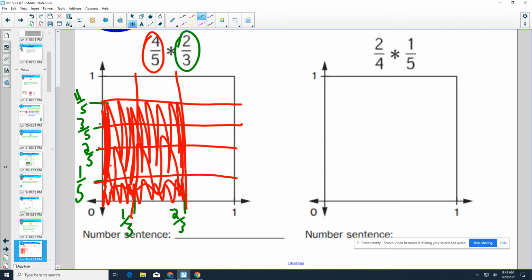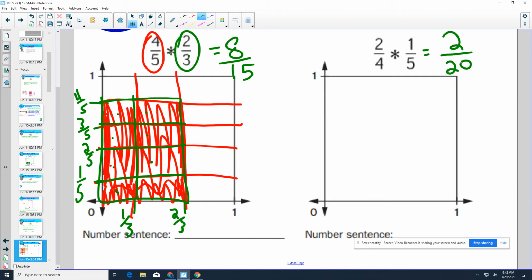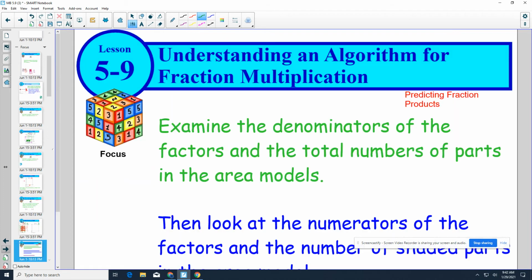All right, I'll use a different color so you can kind of see there. So we have 1, 2, 3, 4, 5, 6, 7, 8 out of 15. So 8/15. So my number sentence simply would be 4/5 multiplied by 2/3 equals 8/15. So the second one, after you do the model, you could check with multiplication. You should have 2/20 shaded in. So remember to make your labels, do your number sentence, and your shading.